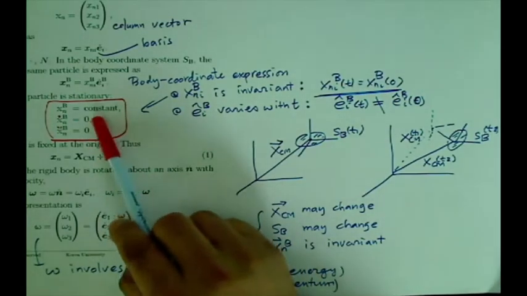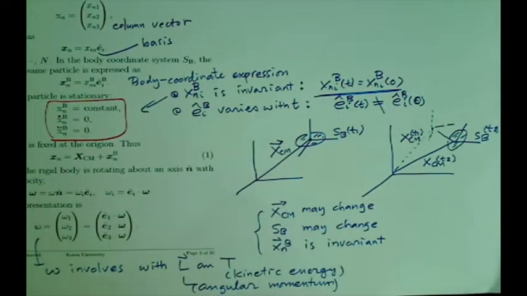Because of this, the position is invariant, and the velocity and acceleration of the nth particle in the rigid body mass distribution are always vanishing. Only position is fixed. It's independent of time. But if you measure those values in the inertial reference frame, we know that the basis vectors of the body coordinate system change depending on time.